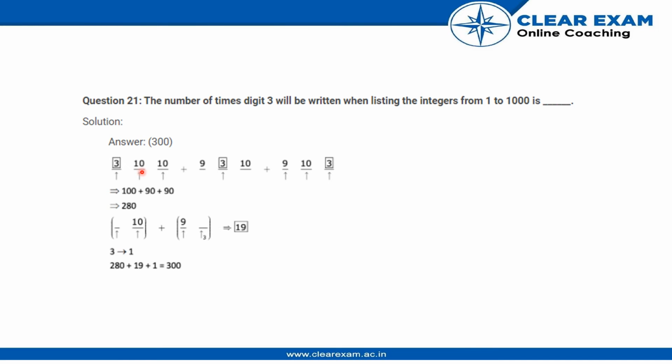Similarly it will be from 200 to 300, 300 to 400, like this 9 times between 100 to 1000. So we have 10 into 9 which is equal to 90 times 3 in the tens place.